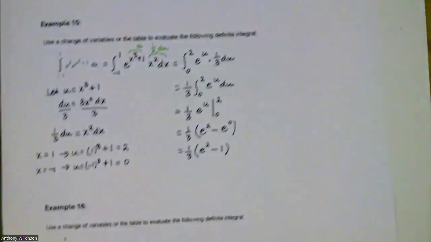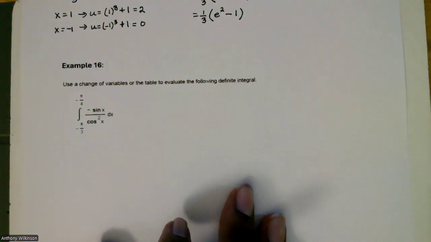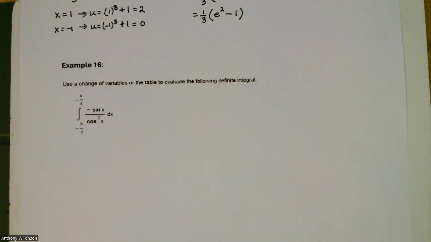And finally, example 16. Let's say we got the integral from -π/3 to -π/4 of negative sine x divided by cosine squared of x, dx. Now we got a trig function involved here. All right, let's see what we can do with this.